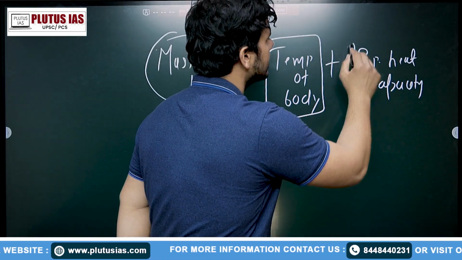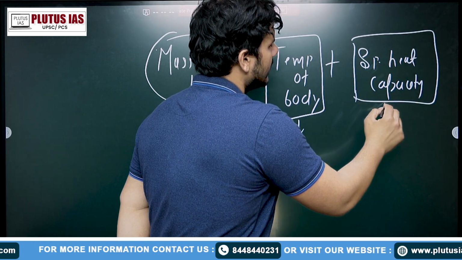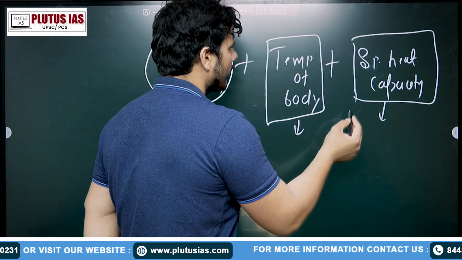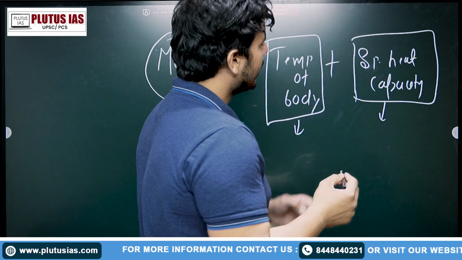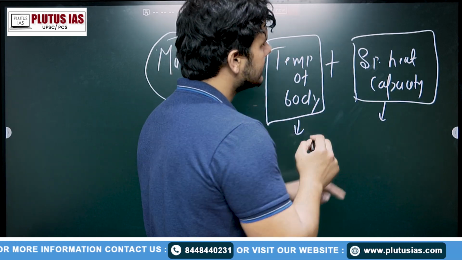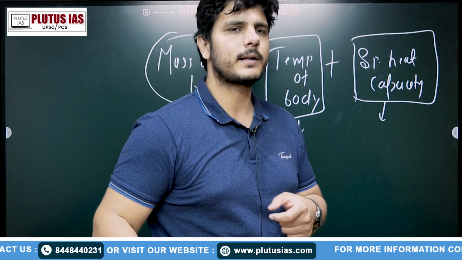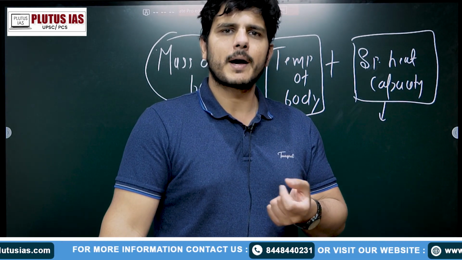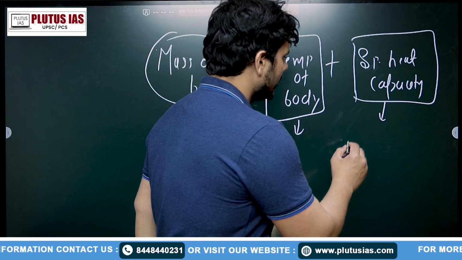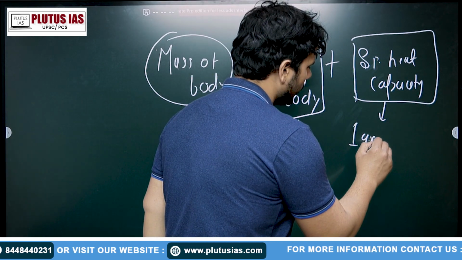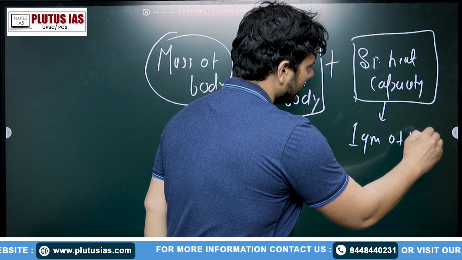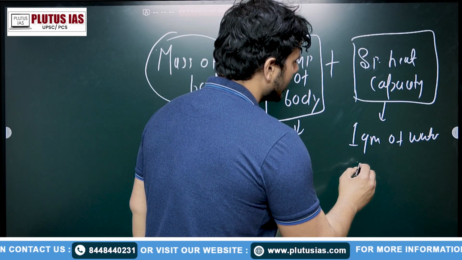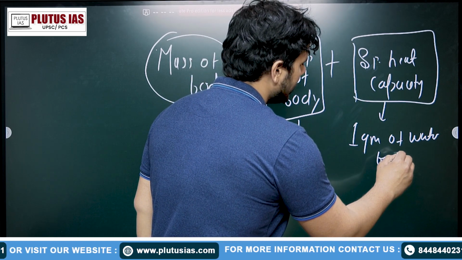Then the third one is a specific heat capacity. This is some physics term, but I will explain it for you. It is the amount of heat required to raise unit temperature of a unit mass of a body. Let's say if you have 1 gram of water, you require some heat energy to raise the temperature of 1 gram of water by 1 degree C.